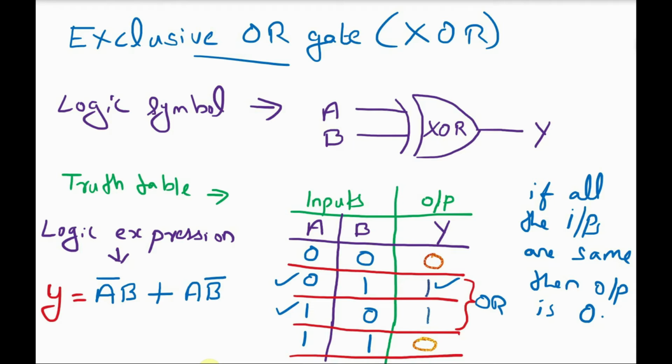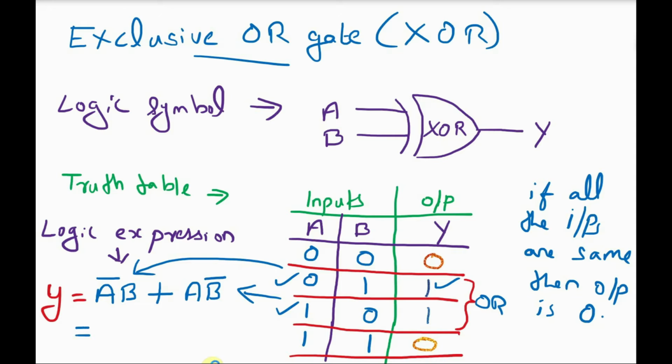That is when A is 0 and B is 1. That is what is written here. That is A bar B. Or another condition is A is 1 and B is 0. That is A B bar. So this is the equation for XOR gate: A bar B plus A B bar.